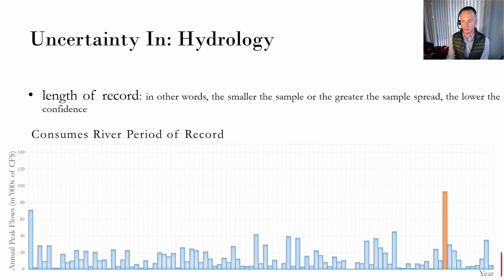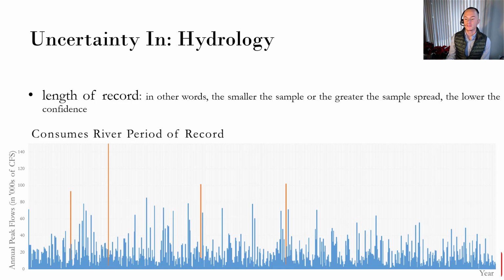Clearly, a longer record helps us to estimate how large these rare events are, but how can we estimate how good or how bad this record of these events is? It turns out that the log Pearson type 3 distribution is the statistical distribution that best approximates the naturally occurring distribution of annual peak flows.